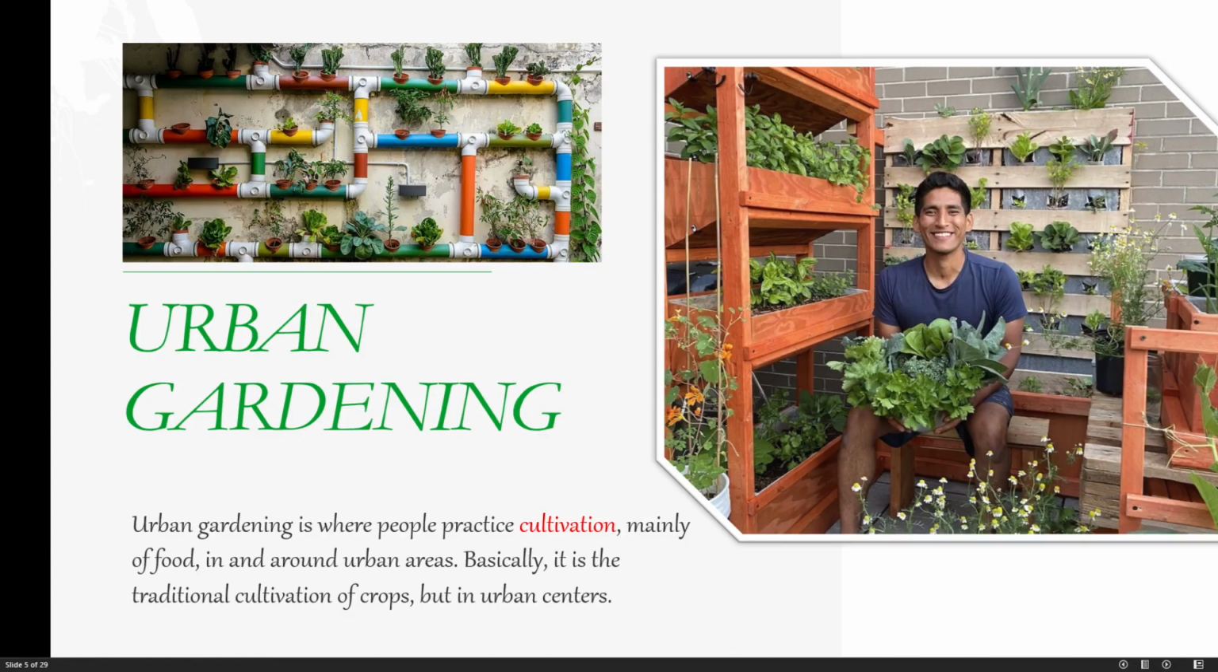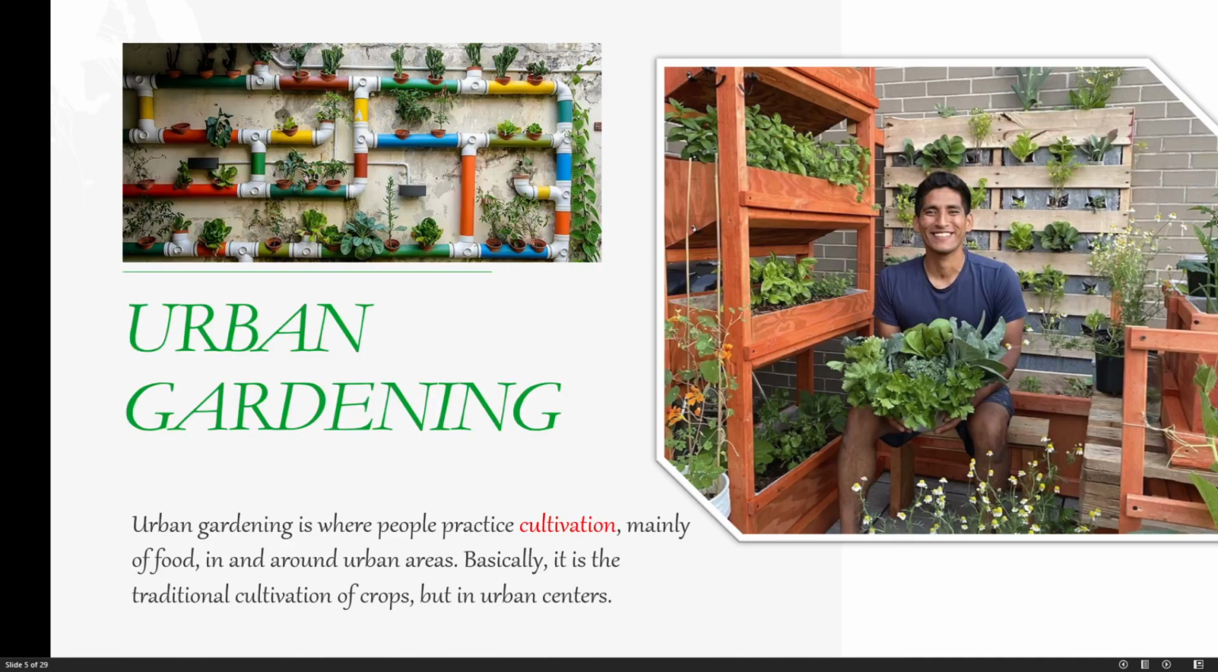Okay, so urban gardening is where people practice cultivation mainly for food in and around urban areas. Basically, it is the traditional cultivation of crops but in urban centers. So, it is also a process of cultivation of crops. Yun nga lang, ang urban gardening, nasa urban centers, nasa city.